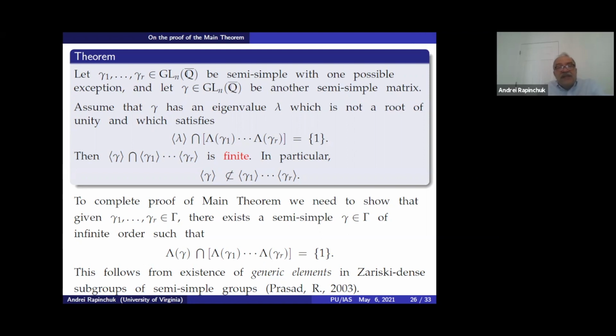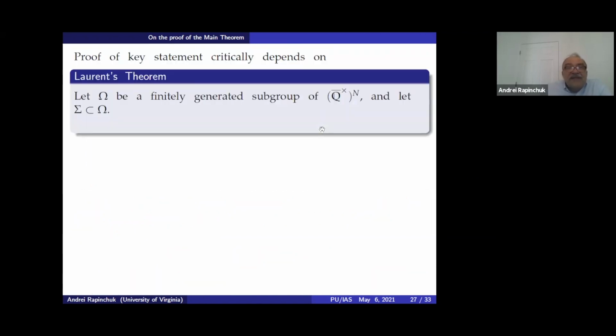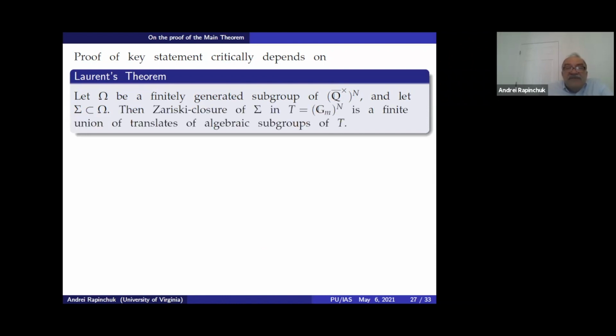So now let me focus on the key statement. The proof relies on the following remarkable fact, which is Laurent's theorem. Suppose omega is a finitely generated subgroup of the product of Q bar taken n times, and suppose sigma is a subset of omega. Then the theorem tells us that the Zariski closure of sigma is a finite union of translates of algebraic subgroups of the torus. By the way, that theorem holds without assuming that they are algebraic.